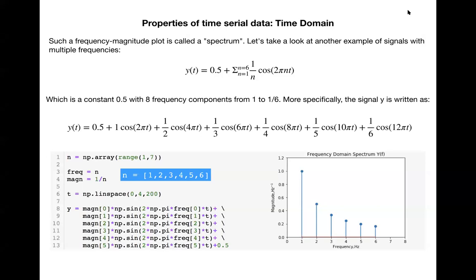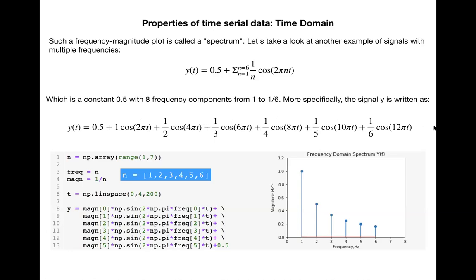Let's take a look at another example, a signal with multiple frequencies, because most realistic signals have more than one frequency. For example, this one has 6 frequencies, from 1 hertz to 6 hertz, and the magnitude of each component varies from 1 to 1 over 6. If you write the mathematical form of y(t), that's the equation you have. For the 1 hertz signal, the magnitude is 1. For the 2 hertz one, it's 1 over 2, for 3 hertz it's 1 over 3, and so on, all the way down to 6.